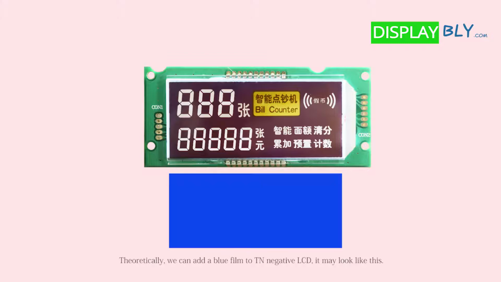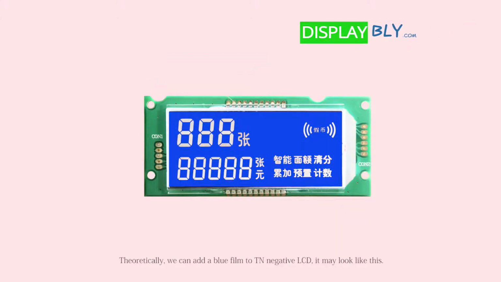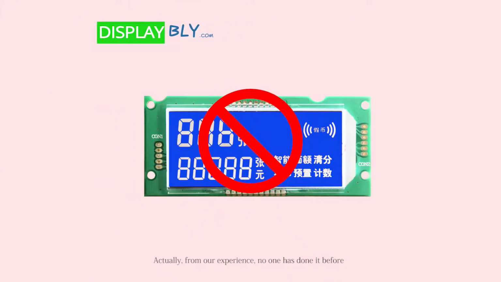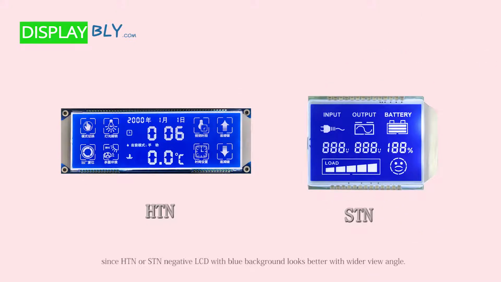Theoretically, we can add a blue film to the TN negative LCD. It may look like this. Actually, from our experience, no one has done it before, since HTN or STN negative LCD with blue background looks better with wider view angle.